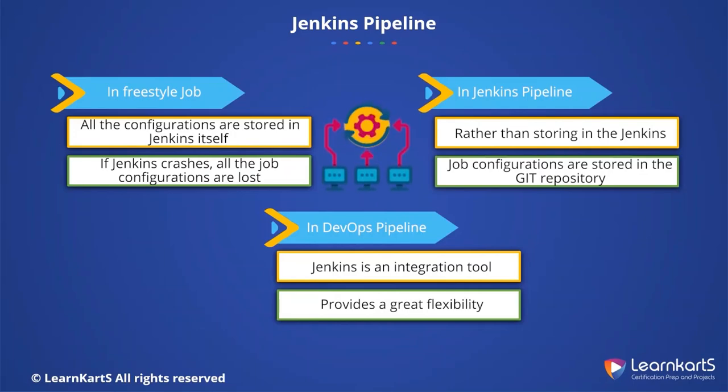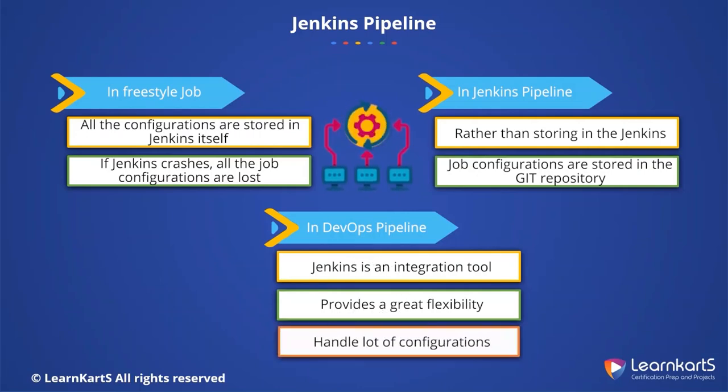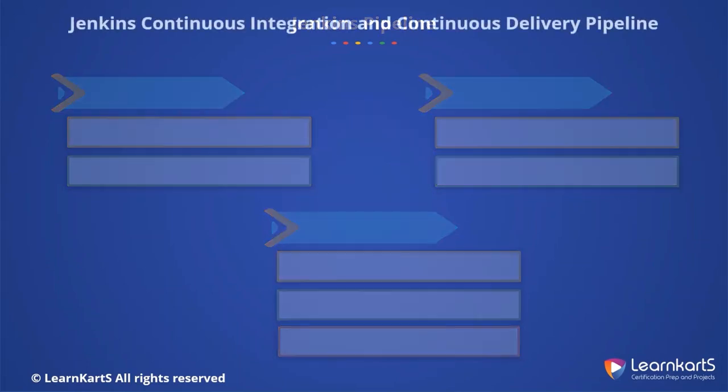So yes, the Jenkins pipeline is a modern way of handling things, and it will be able to handle a lot of configurations. We will be going forward with the Jenkins pipeline because it gives great flexibility and new features, so that we will be able to go for this kind of automation. That's the main focus point given by the Jenkins pipeline. So this is how the pipeline looks.